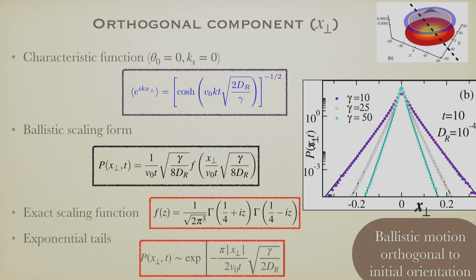On the other hand, if we look at the orthogonal component, then it's a very, very different behavior. First of all, it shows a ballistic motion. So along the perpendicular direction, the cloud spreads in a ballistic manner, and it has a scaling form, a ballistic scaling form with the scaling function a product of gamma functions, which is a non-trivial function, and it has exponential tails. So along the direction parallel to the initial orientation, we have a Gaussian tail, and along the perpendicular direction we have exponential tails with a ballistic scaling. This is a new regime which has not been seen for active motion so far as we know.